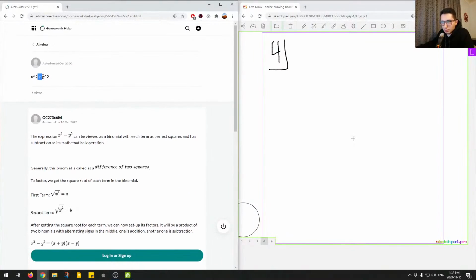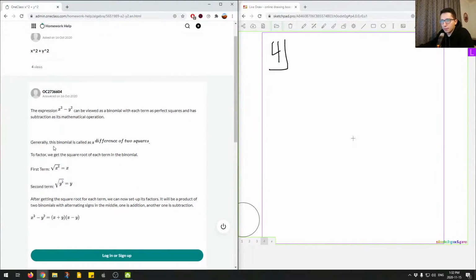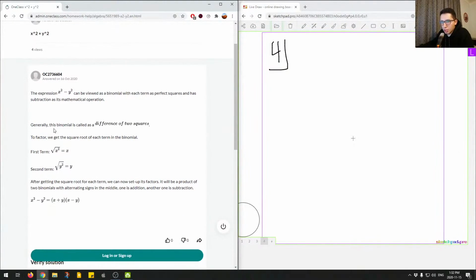So I'm assuming there's potentially a typo. This should be a minus sign based on the junior tutor's answer. So we'll look at this. So generally for this binomial, x squared minus y squared, I'll write that over here. So it could be any numbers. So it could be x squared minus 4, x squared minus y squared, same idea. We have something that's called the difference of squares. So this over here, the difference of two squares, or the difference of squares.